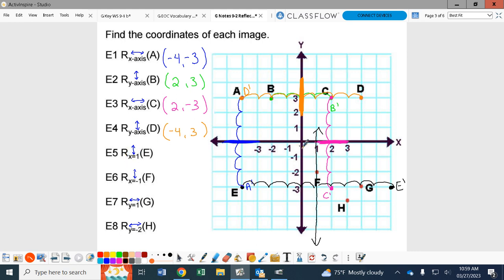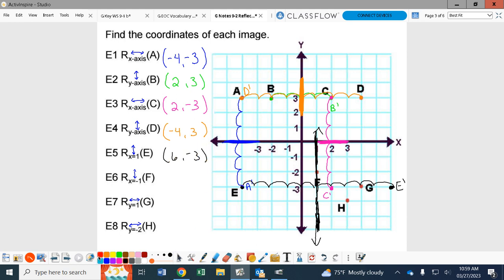Where is the line x equals 1? Here's 1. You draw a vertical line straight up and down through 1. And then how far away is it from that line? And then go over that many. Where does that put that point at in the end, guys? 6, -3. 6, -3.